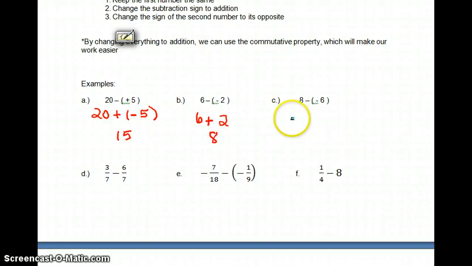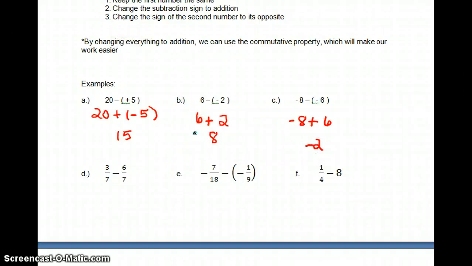Example C, we keep the first number the same. Change subtraction to addition. Change the sign of the second number. Negative 6 becomes positive 6. When your signs are different, you have a negative and a positive, you subtract. So we're going to end up with a 2. 8 minus 6 is 2. Which number is bigger? We have an 8 and a 6. Which is bigger? The 8. So we keep the sign of the bigger number, so your answer will be negative 2.